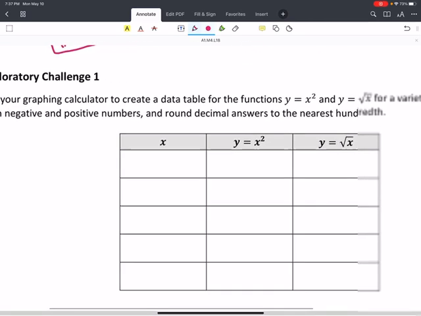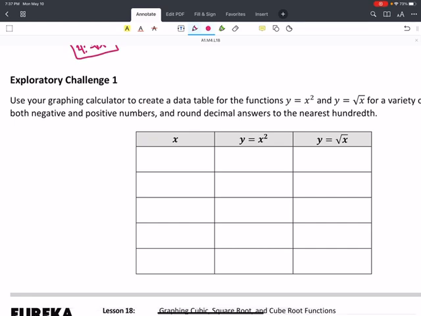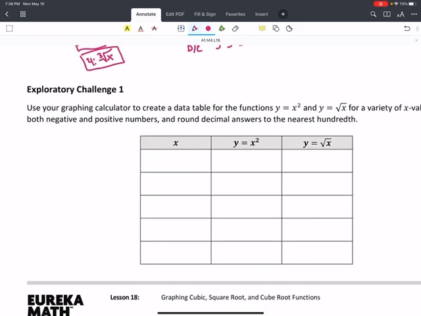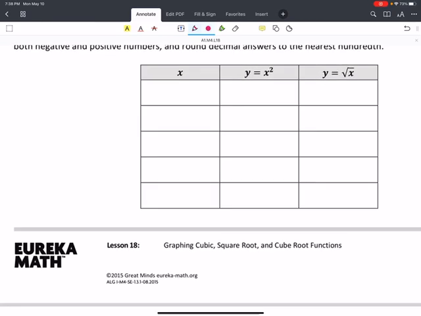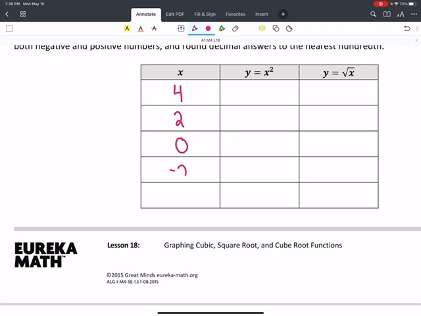So let's look at Exploratory Challenge 1. Use your graphing calculator to create a data table for the functions y equals x squared and y equals square root of x for a variety of x values. Use both positive and negative numbers and round decimals to the nearest hundredth. Well, I'm going to give you some numbers to try. So I want you to use 4, 2, 0, negative 2, and negative 4 for x. So what I'd like for you to do is pause the video and do this on your own, and then come back. So pause it now, fill out these other 2 columns here, and then come back and check your answer.